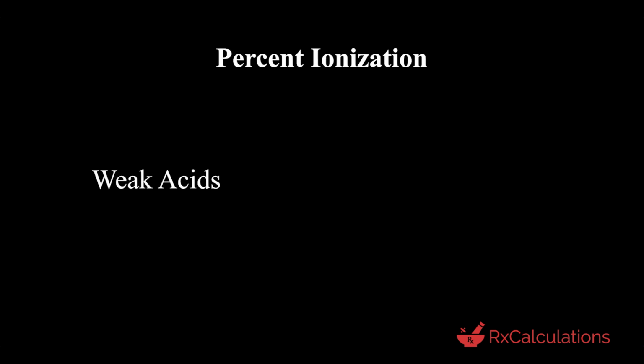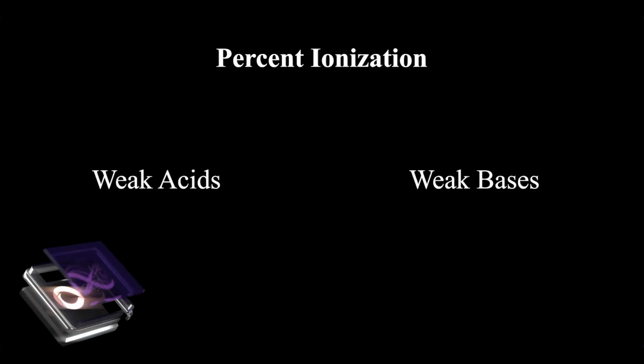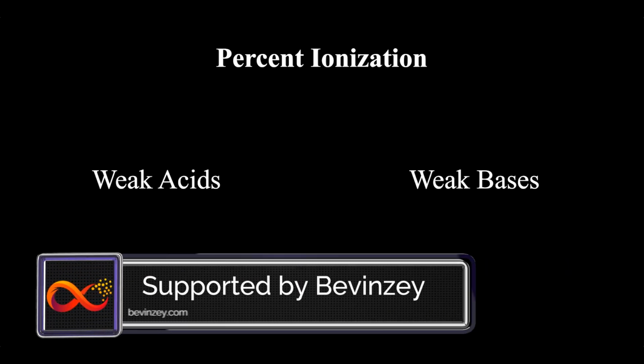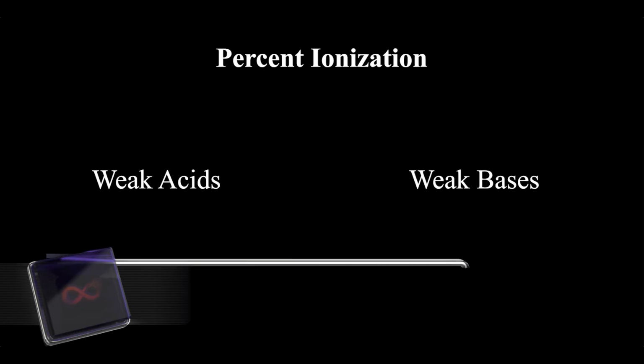To calculate the percent of drug ionization, there are two equations we want to be familiar with. The first one is for the situation where you have weak acids, and the other version is for when you have weak bases. These equations come directly from the Henderson-Hasselbalch equation, but once you memorize them, it's a very elegant and convenient way to do your calculations.